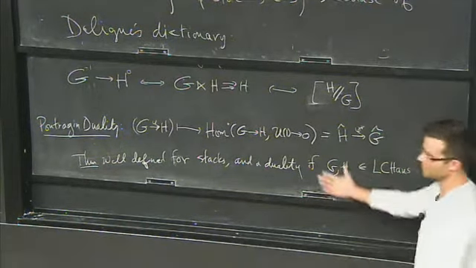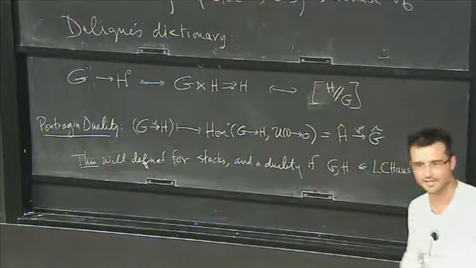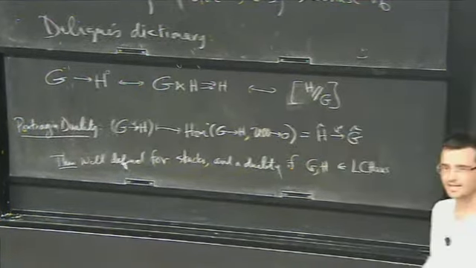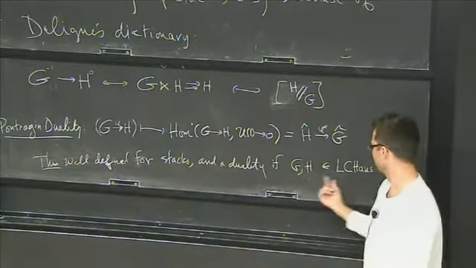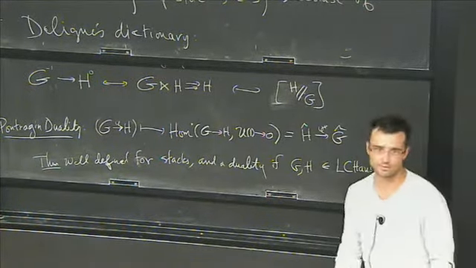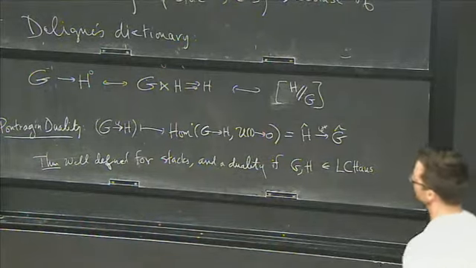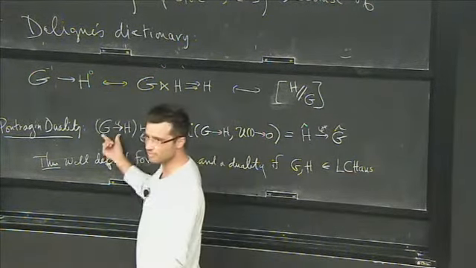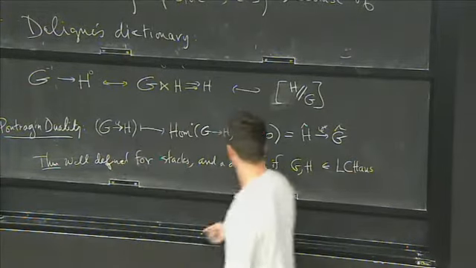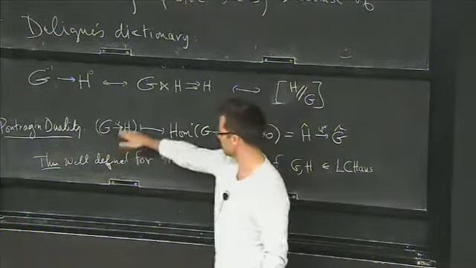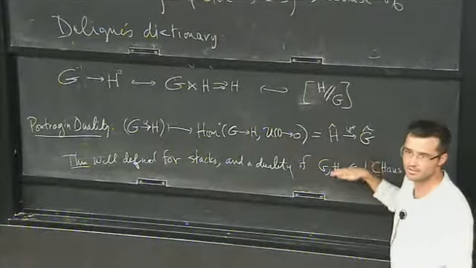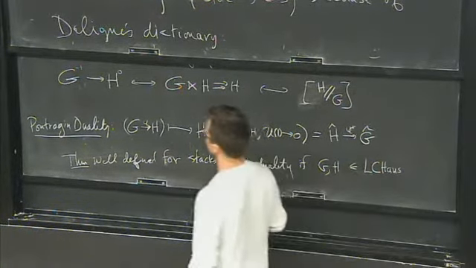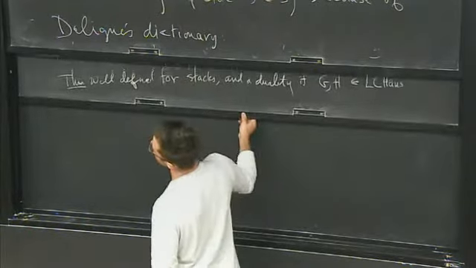So you can define it for any topological groups, but when is Pontryagin duality something where you do it twice and you get back to where you started, G hat hat equals G? That's when your groups are locally compact Hausdorff. And well defined for stacks means that if you had a quasi-isomorphism on this side, if two of these are quasi-isomorphic, then their duals are also quasi-isomorphic. So that would make it well defined for stacks. Let's see, what do I write next.